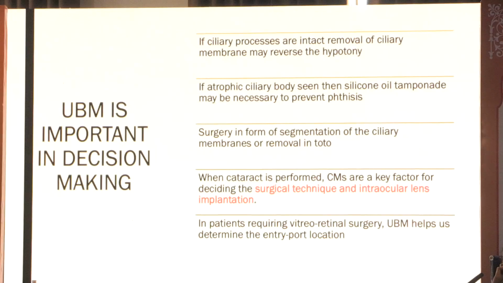Also, if you are going to plan a cataract surgery, especially in a uveitic eye, and you see your ciliary processes are not intact, or there is presence of a cyclitic membrane, you may end up removing the lens in toto, or the intraocular lens as well. So the surgical technique is also dependent upon the UBM when you take a decision.